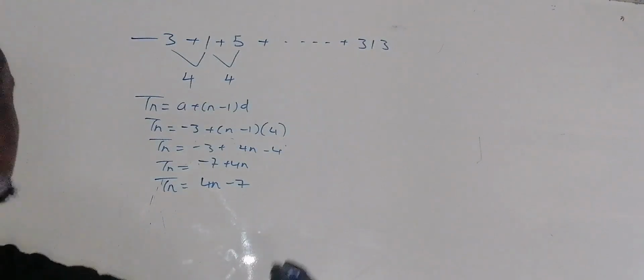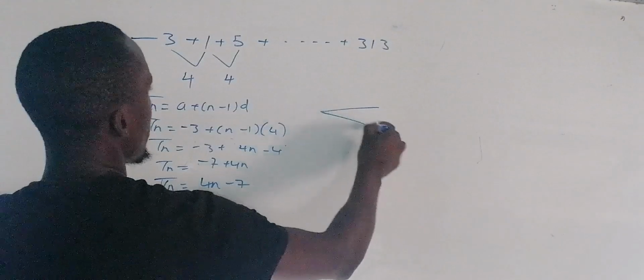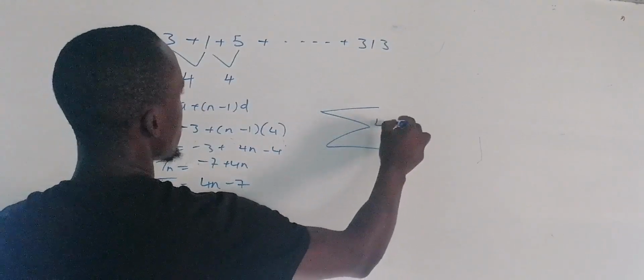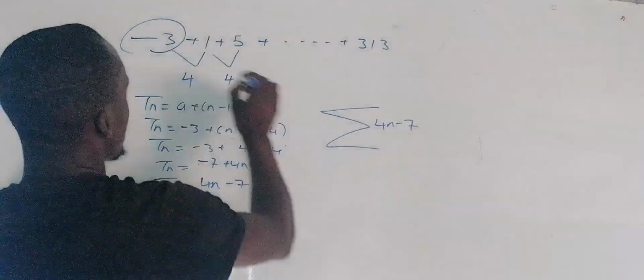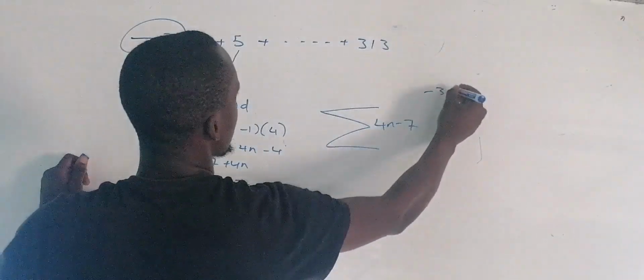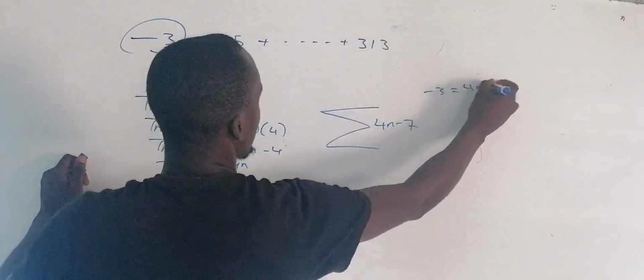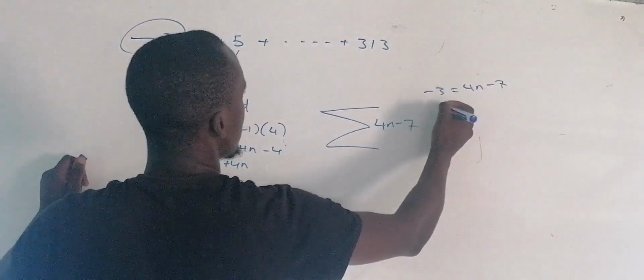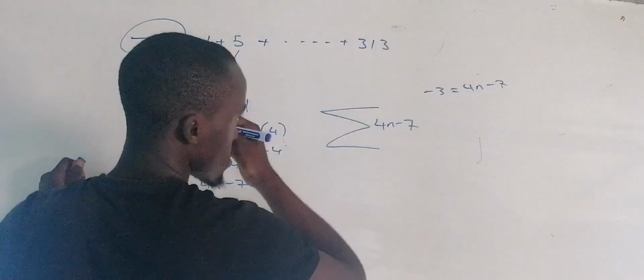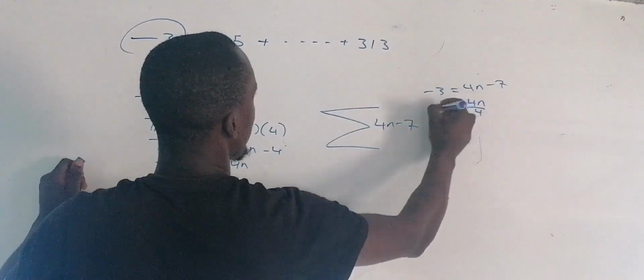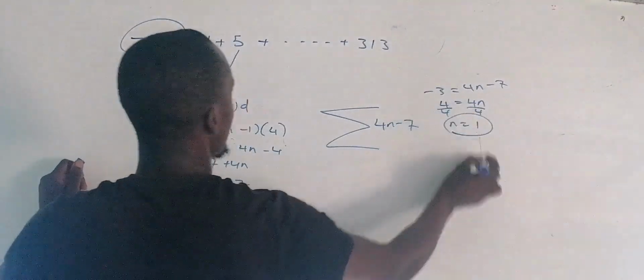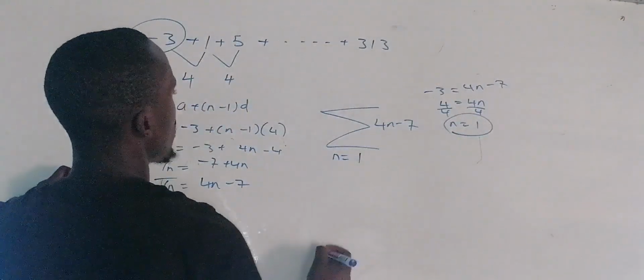Now you take this Tn, you write it right here, and the bottom part, you know that you take the first term, you equate it to the general term, then it will be, remember, minus 3 plus 7, which is 4, plus 4n. Divide by 4, you get n equals 1. You take it as it is, since it is the bottom part.